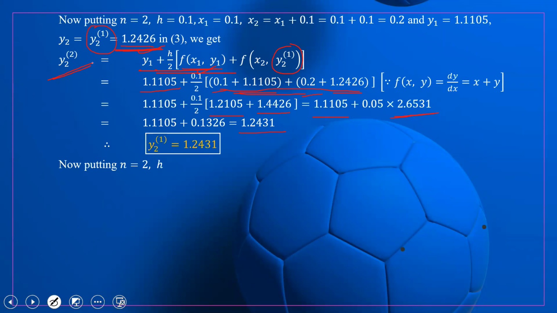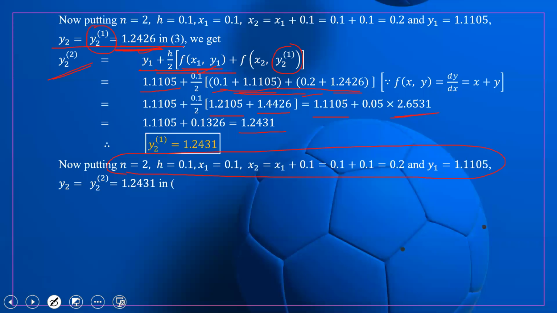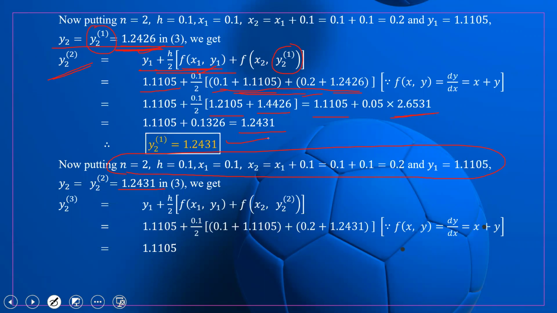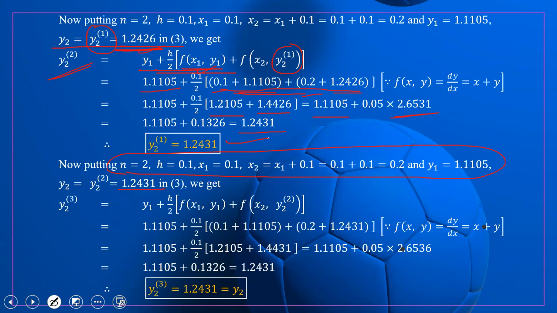Let us again take the next iteration. All these values up to this step are same. Only this value will be changed. That is what? It is 1.2431. And again we calculate the next best approximate value of y2 by using the same formula. What we are getting? We are getting 1.2431. Just look here. The third best approximate value of y2 and the second best approximate value of y2, both are same.